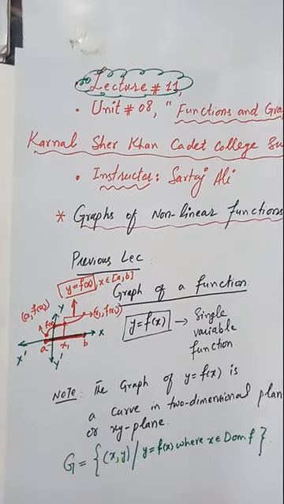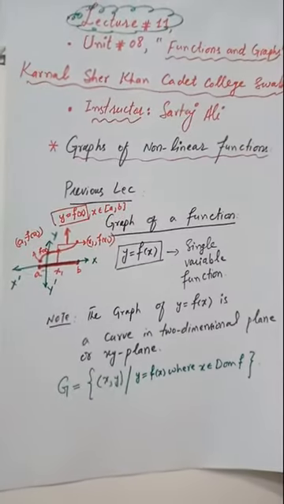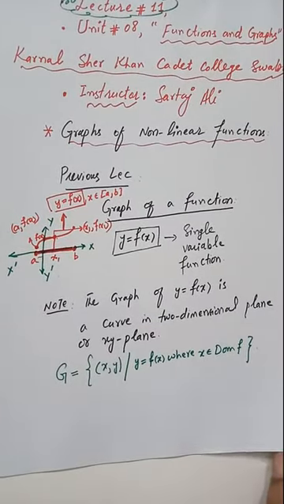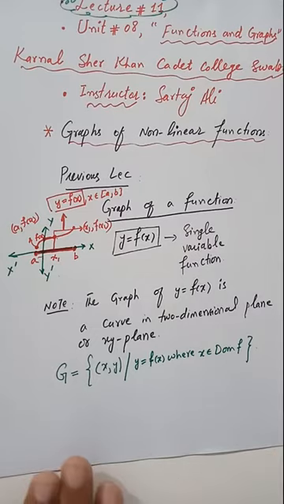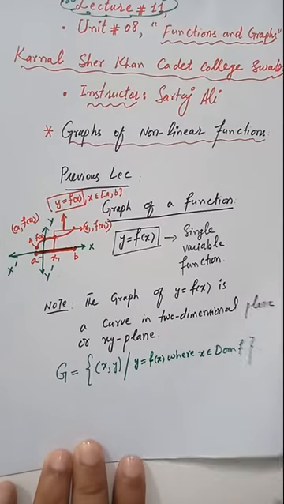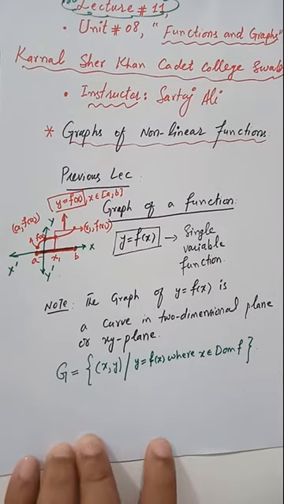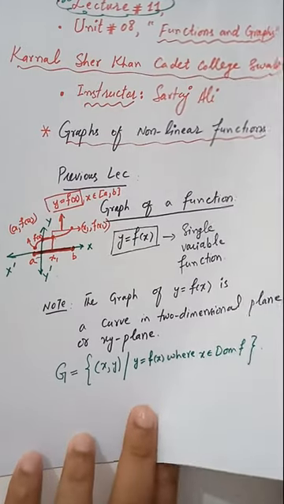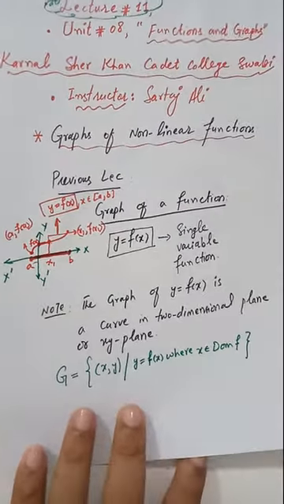So in other words, we can say that the graph of the function is the set of points in the two-dimensional plane in which the first element of every ordered pair must be in the domain of the function. So that is another definition for the graph of a function. This was discussed in the previous video lecture in detail. Now after that, in the previous video lecture we discussed the graph of a linear function.